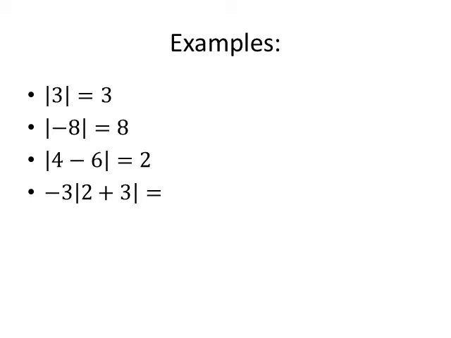The absolute value of 2 plus 3 times -3. Well, 2 plus 5, and the absolute value of 5 is 5. 5 times -3 gives us -15. You'll see since the -3 is outside of the absolute value bars, it does not need to be positive. So we can get negative answers even if we have absolute value bars.